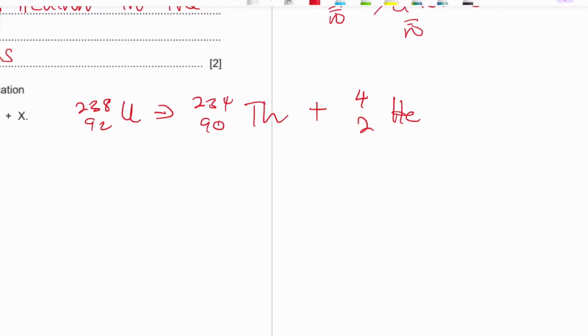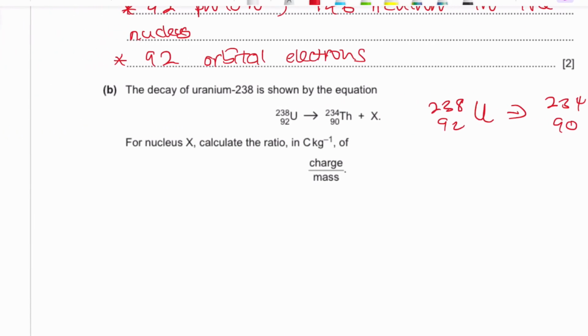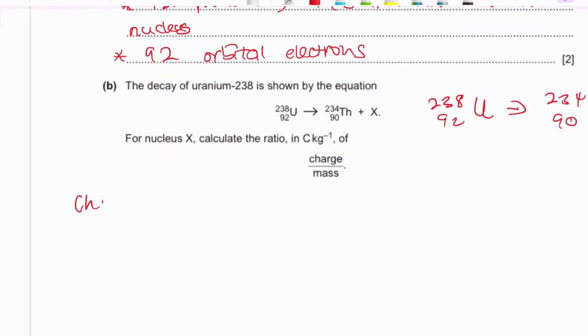But this is actually a helium nucleus. A helium nucleus is made up of 2 protons, and 2 protons have a charge of 2 plus, which is a charge of 2e, or 2 times 1.6 times 10 to the power of -19. So when they say the ratio of charge to mass, they basically just want you to state the charge. That will give you your first mark. So your charge is 2e, which is 2 times 1.6 times 10 to the power of -19.